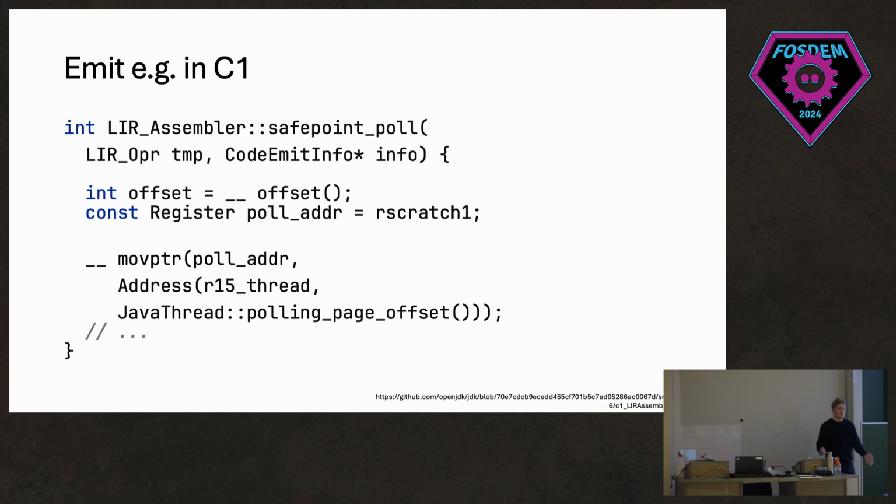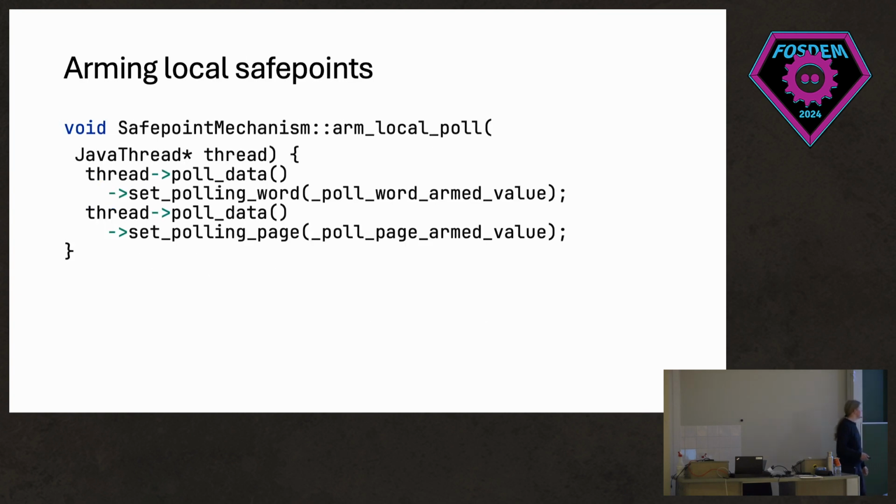So how, for example, C1 implements safepoint polls is quite simple with this. It just accesses the pointer, like it just accesses the value that's at this address. That's our page. So it's really just a single address, and that's a single move, which is nice. And there's, of course, the question, how could we arm these? So what do we do here?